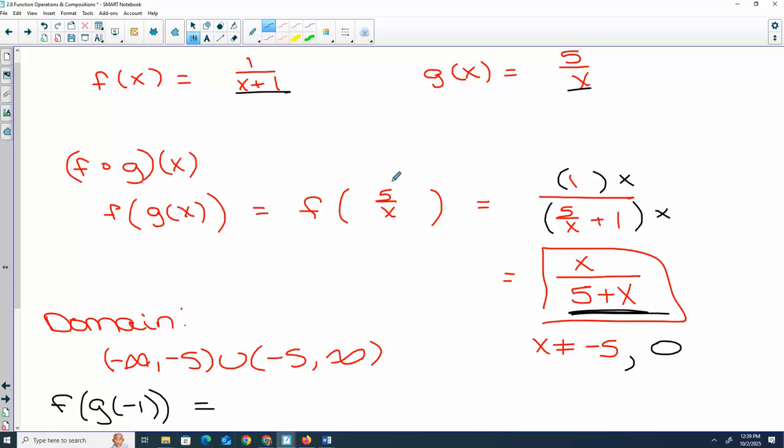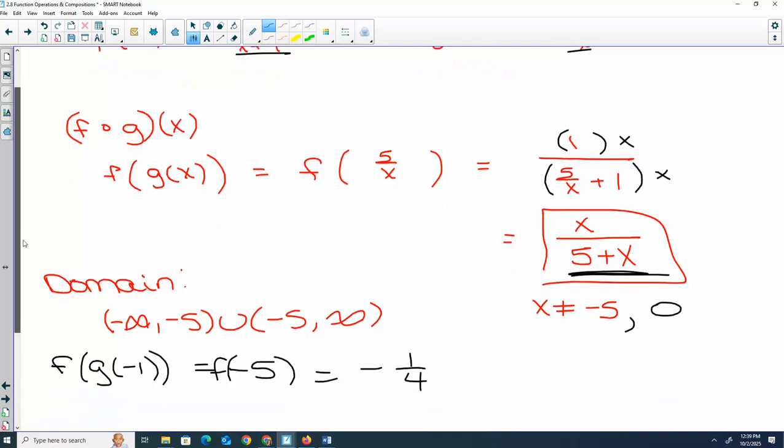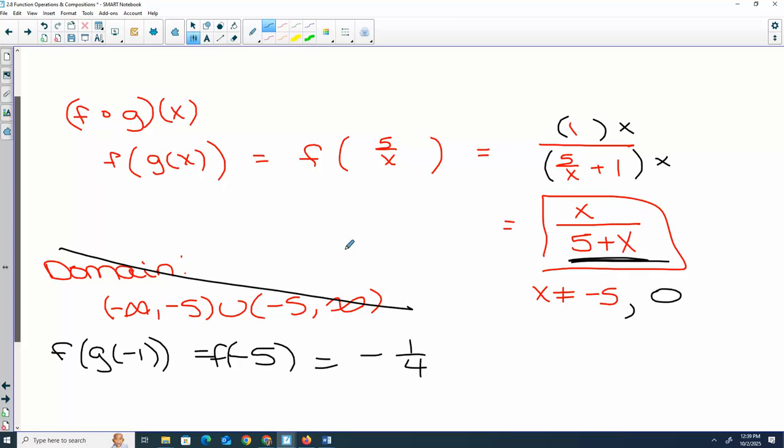If I put in -1, g of -1 gives me -5, so we have f of -5. Can you put a -5 into f? Yeah, and we get -1/4. So the -1 was okay, but the 0 wasn't and the 5 wasn't. So with the domains of these compositions, you cannot just look at the final answer. Sometimes that will give you the right answer, but sometimes you're going to miss something.